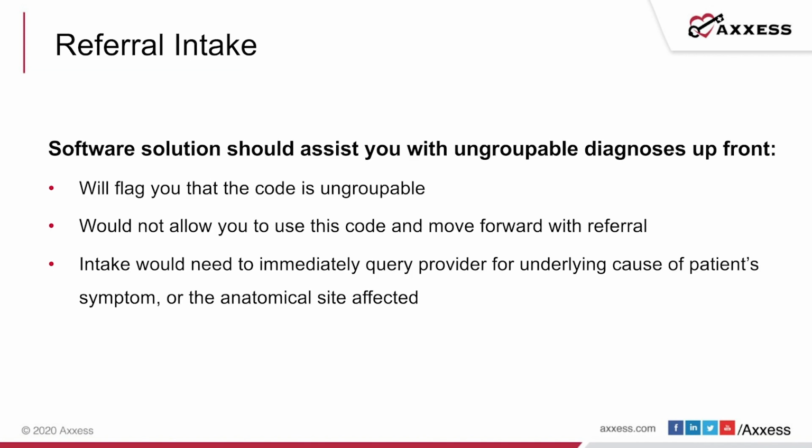Now, we know that you're certainly not a robot and you're certainly not a computer. So hopefully you have some technology, your software solution specifically, that should assist you with those ungroupable diagnoses up front. So if you're able to put in what you have in your software solution and see that the codes you were given are ungroupable up front, you can immediately turn around and contact that referral source again to let them know that you need to get a more specific code, that Medicare will not pay for home health using that particular code as primary.